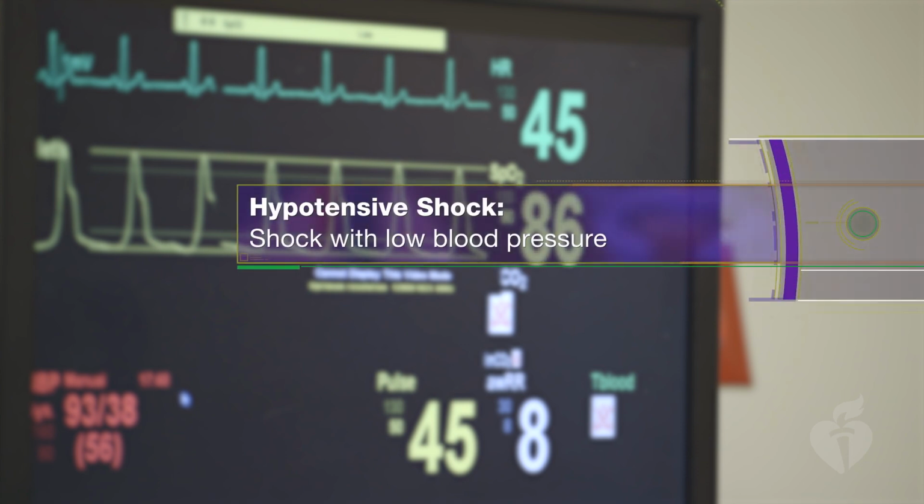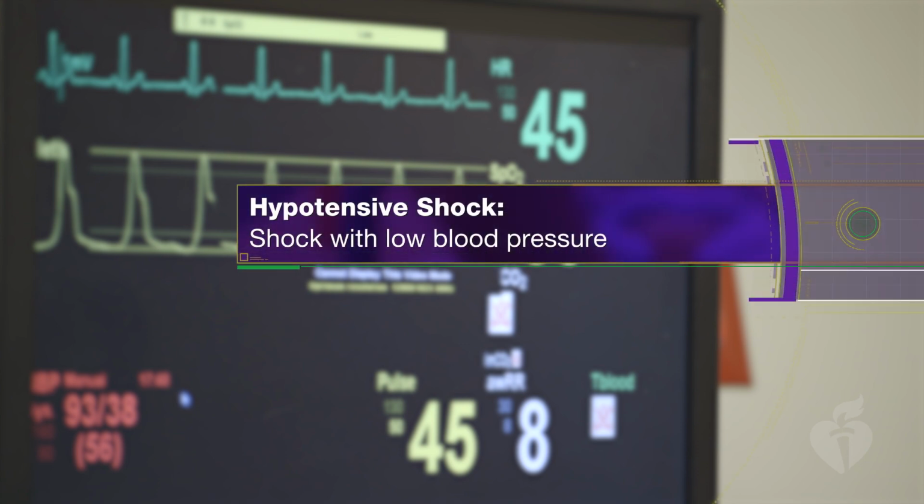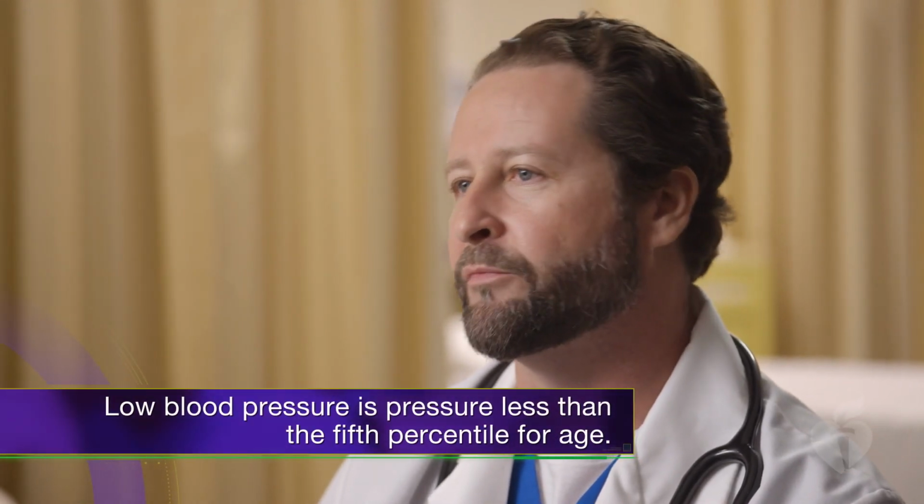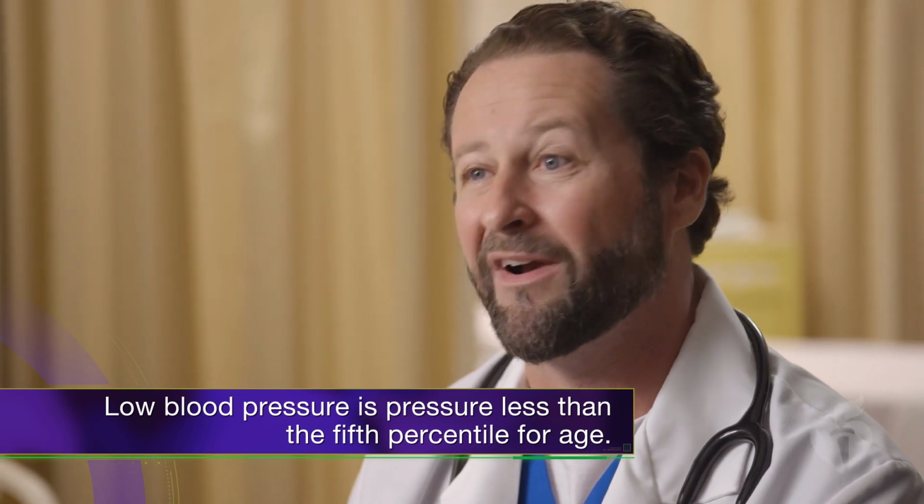Shock with a low blood pressure is called hypotensive shock. Low blood pressure is defined as a blood pressure less than the 5th percentile for age. Hypotension occurs when the compensatory mechanisms have failed. Hypotensive shock in children is an ominous finding and requires immediate intervention.